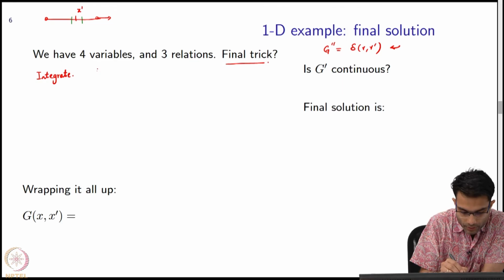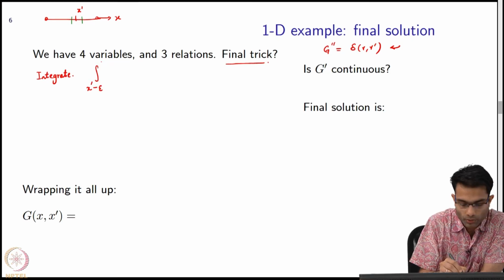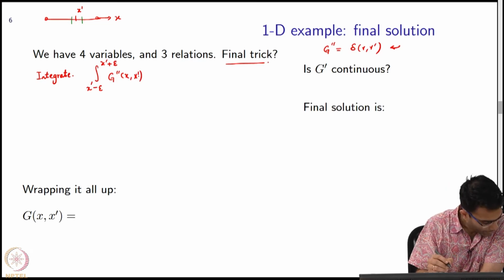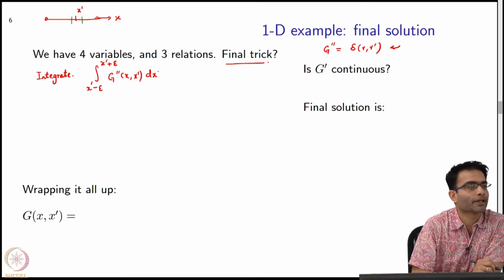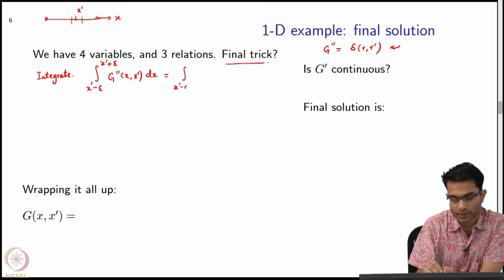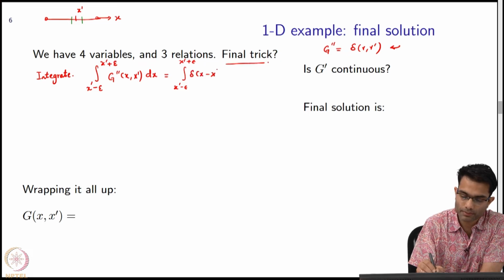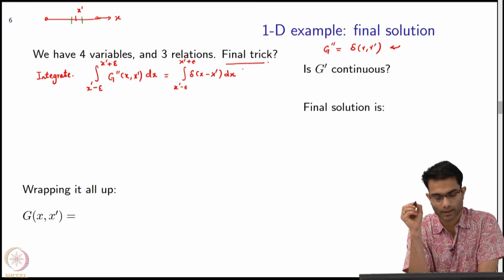So, I am going to integrate from x prime minus epsilon to x prime plus epsilon, okay. This g double prime, dx. Okay, I am integrating over the length of the wire. So, the variable of integration is x itself, and this will become an integral from x prime minus epsilon to x prime plus epsilon of delta of x minus x prime dx, right.